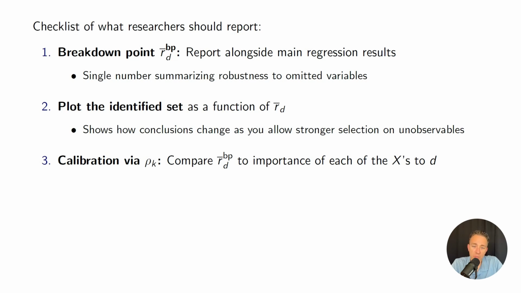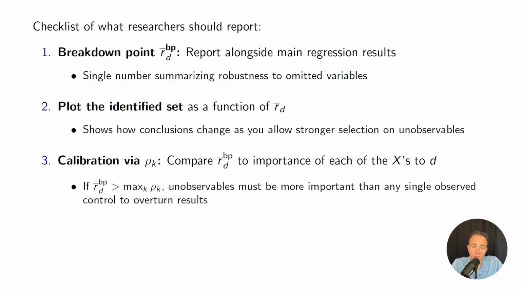And they're calling these rho sub k, which is basically a ratio. It's kind of like the ratio of the standard deviation of linear indices that we talked about earlier, but doing it for different subsets of the observables. And we want this r bar d breakdown point to be larger than any of these rho sub k's. If that's not the case, then it's likely that there's another w out there that could undermine our alpha medium. And I'll get into this a little bit more in the next video when we go through a practical example.